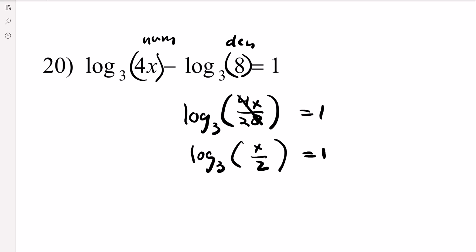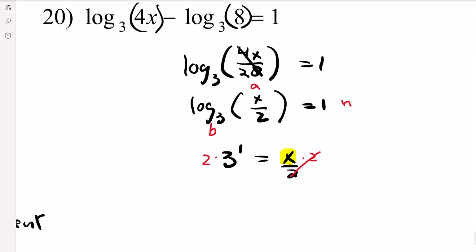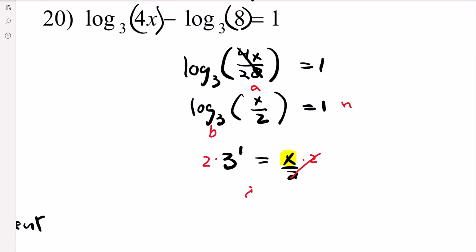And now we've got, here's our base. This whole thing is your argument. This is your exponent. So we are going to rewrite it as our base to our exponent is equal to the argument. And then to get x by itself, the inverse of dividing is multiplying. Well, 3 to the first is 3. 3 times 2 is 6.